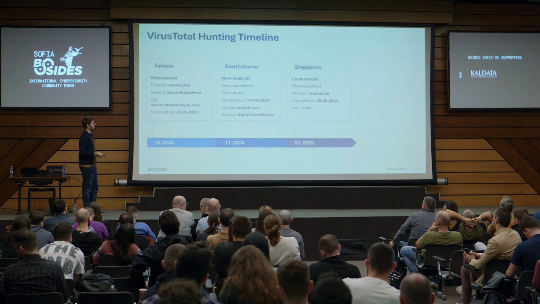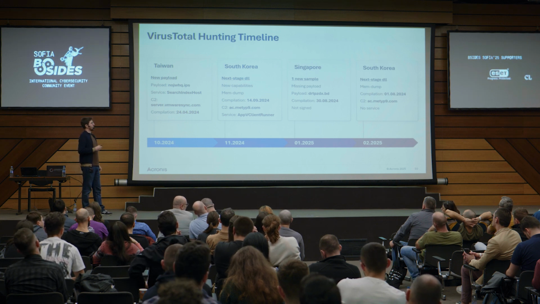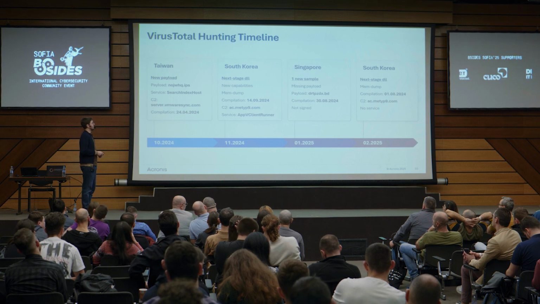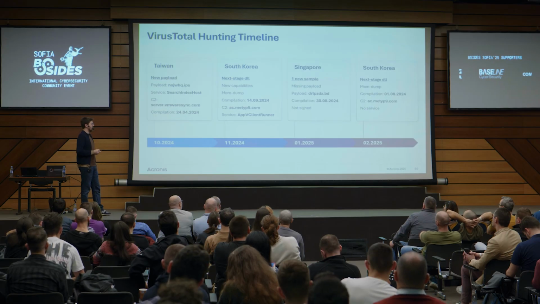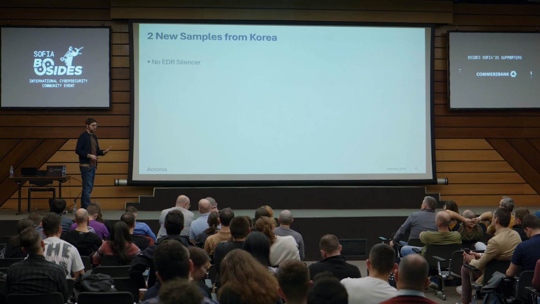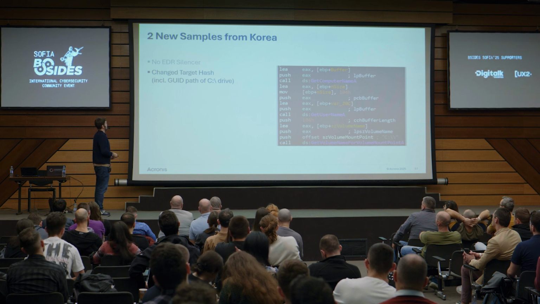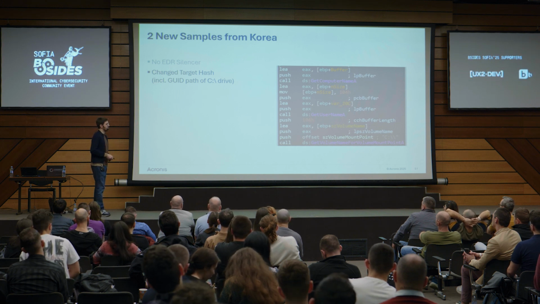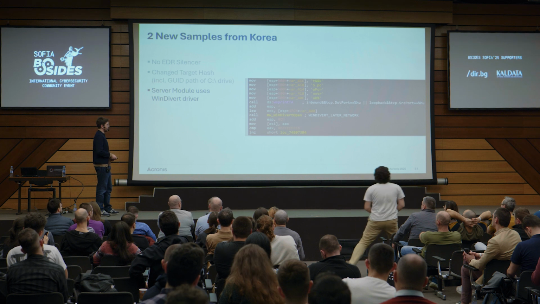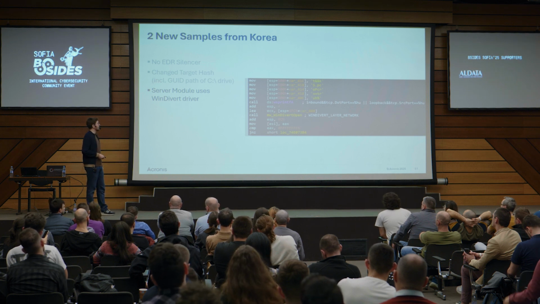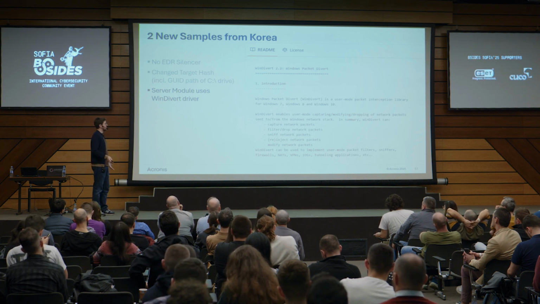In January this year, there was an upload from Singapore. And just last month, there was another upload from South Korea, which is almost the same as the one from November. It was again install DLL, again dumped from memory, and had some new functionality. Regarding what's new in those two samples, they didn't have EDR silencer anymore. The target hash was changed to now also include the GeoID path of the C drive. And the server module now used the WinDivert driver. WinDivert is an open source network driver with which you can capture packets, sniff network packets, drop, inject, modify, whatever you want.